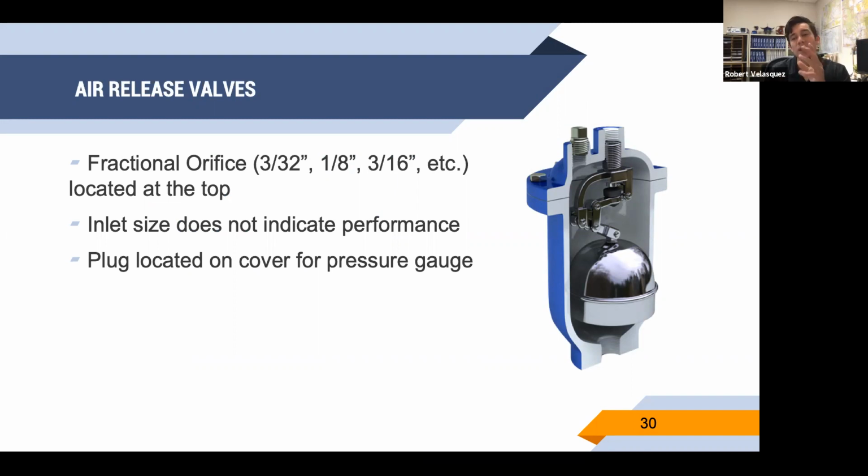A really common misconception with air release valves is that the inlet size is the size of the valve. So I have a 1-inch air release valve and a 2-inch air release valve. The 1-inch is smaller than the 2-inch. That's not necessarily the case. If the 1-inch has a 1/8 orifice and the 2-inch has a 3/32 orifice, the 1-inch actually lets more air out. It really has to do with the plumbing of which one has an inlet size, but the performance is dictated by that orifice size. In addition, there's a plug on top, so you can put a pressure gauge in there and see how much pressure is in your system.